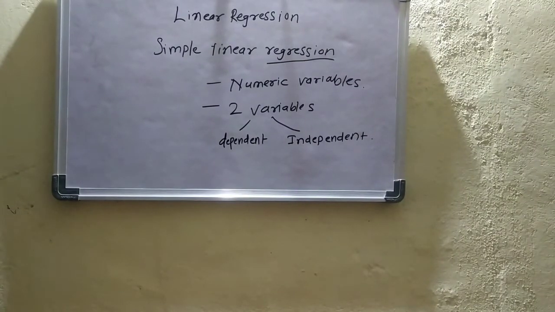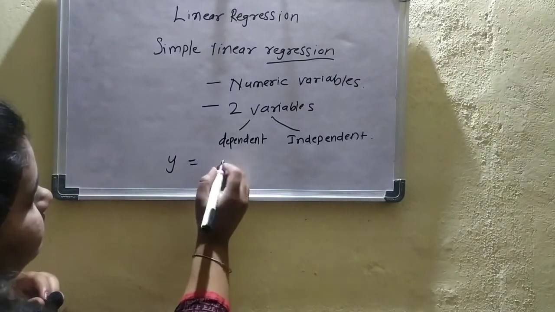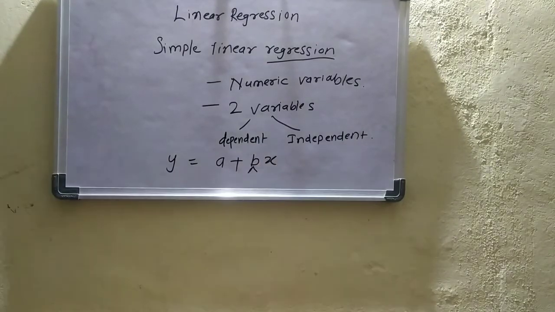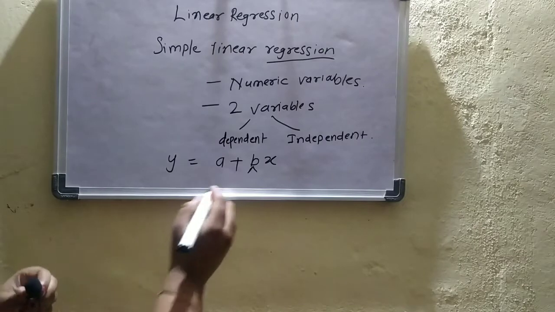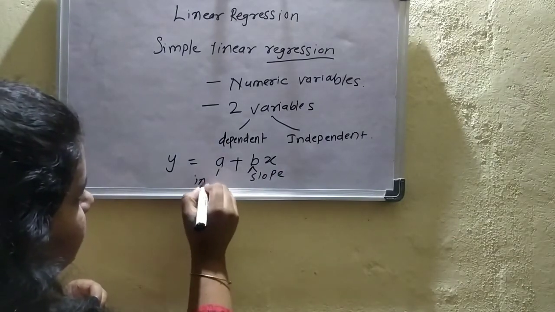Today we will be seeing one example of how to evaluate the regression coefficient. What are the different formulas that we have to deal with whenever we are calculating the simple linear regression. So the basic formula is y is equal to a plus bx. Here b is the slope of the line and a is the intercept.